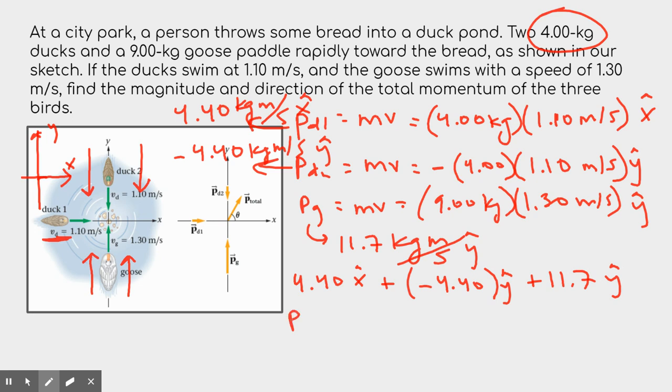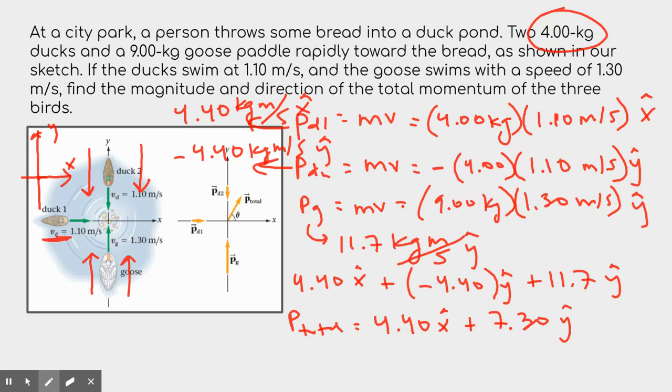So the total momentum here, P total, will be 4.40 in the x hat direction plus 7.30 in the y direction. So I have that piece of information. I know that my total is going to be equal to this. But what exactly is the total?